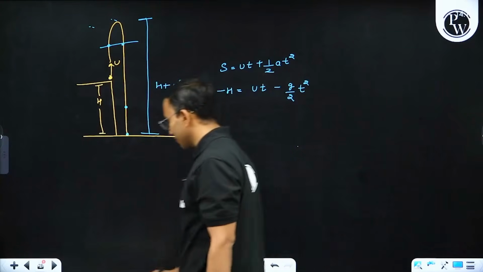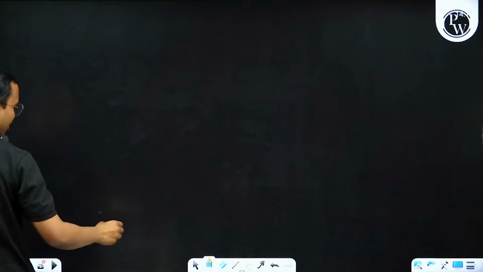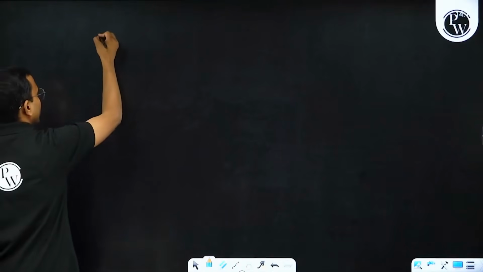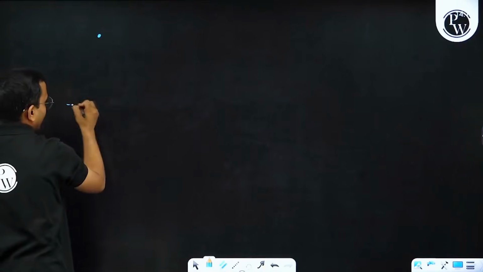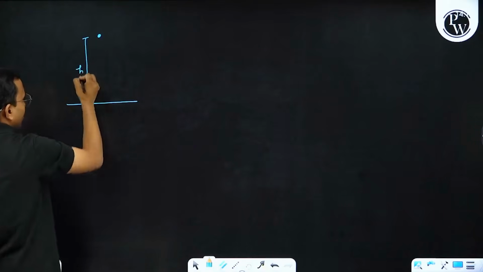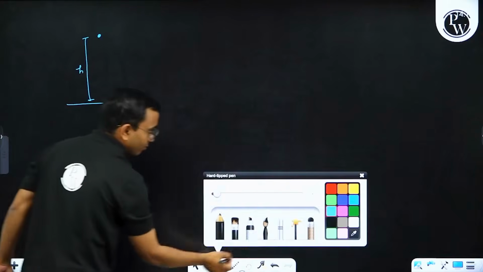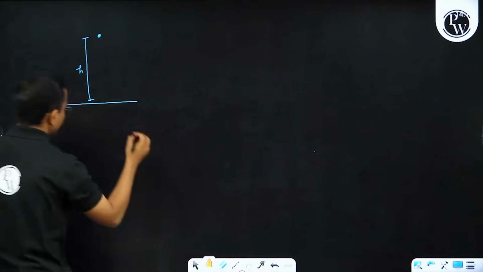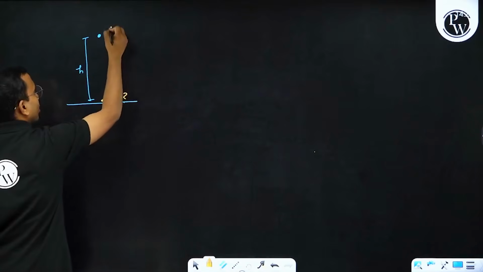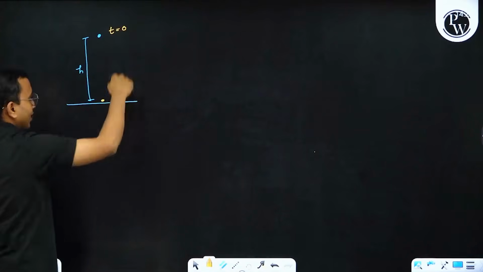Now one more thing, let us take a particle dropped from a certain height. This is h. It is falling down. Now if I ask you, what is the time when it reaches here? It is dropped at t equals 0. When it will reach down?